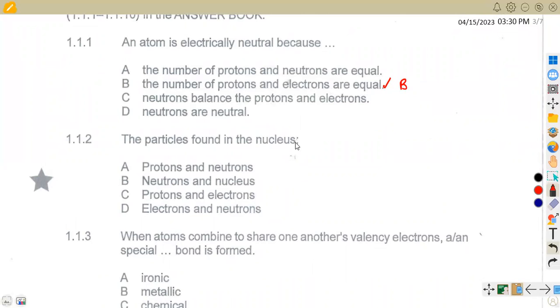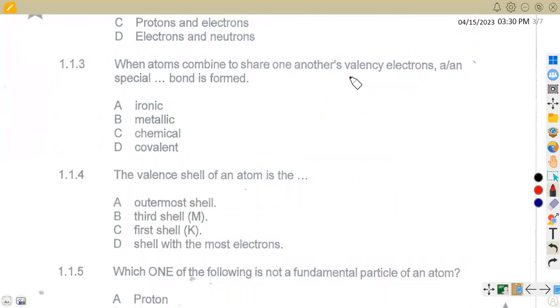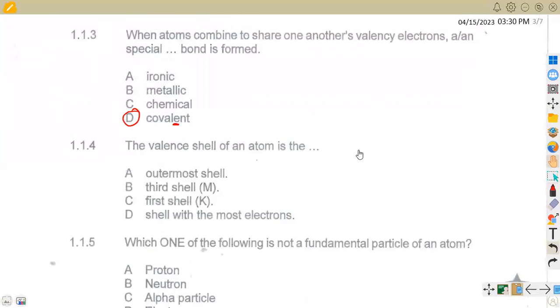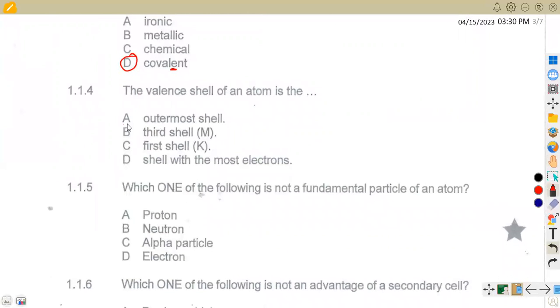The particles found in the nucleus. Which particles do we have in the nucleus? Remember, in the nucleus, we've got protons and neutrons, and this is A. So your answer was supposed to be A in this case. 1.1.3, when atoms combine to share one another's valence electrons, which is the outer shell, a special bond is formed. Which bond is formed in this case? That's a covalent bond. So our answer was supposed to be D. The valence shell of an electron is the outermost shell. So our answer was supposed to be A, the outermost shell.